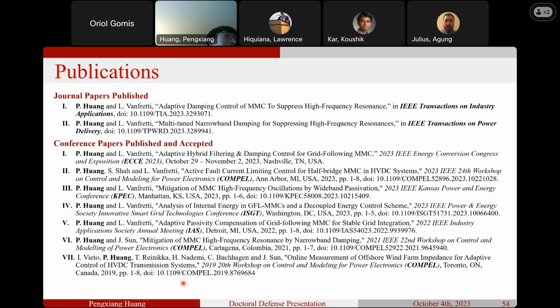Publications. I have 2 journal publications in IEEE Transactions with Luigi, and also multiple, 7, conference papers. ECCE and COMPEL are top conferences, and ISGT as well. Whatever I do in the conference papers, I think I can add more material to expand them into transaction papers. But I was very lucky to have 2 transaction papers in the last 1.5 years.